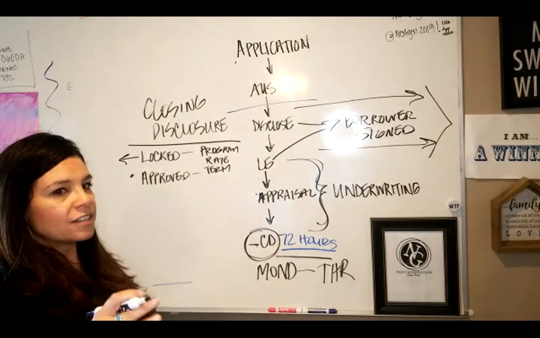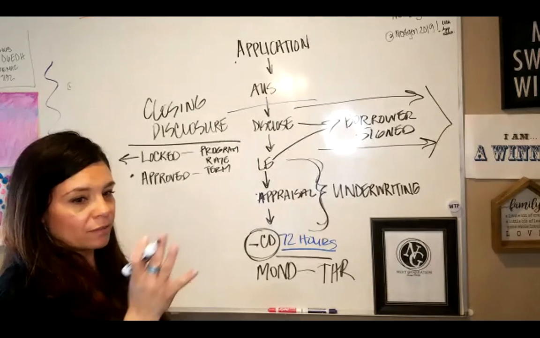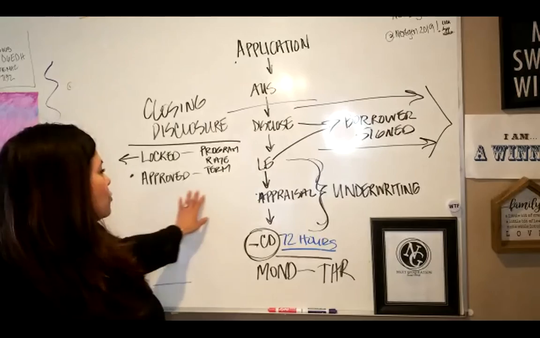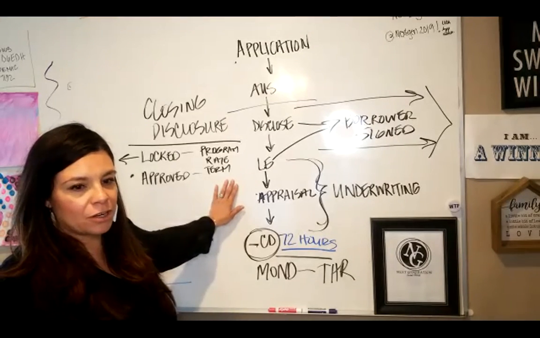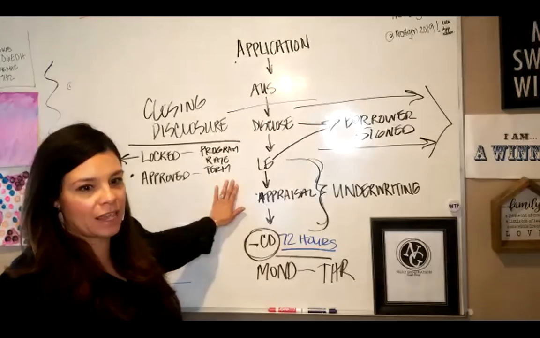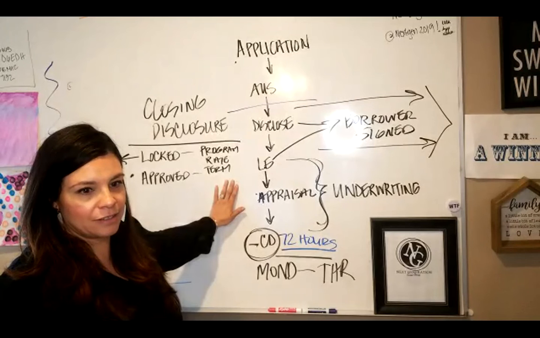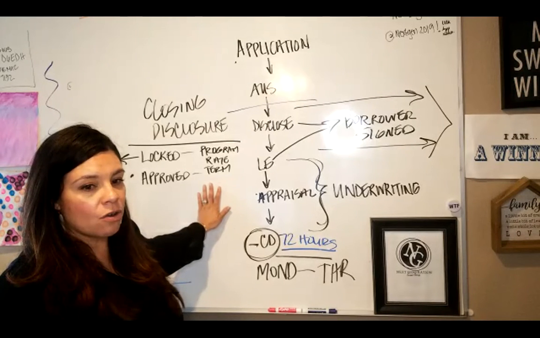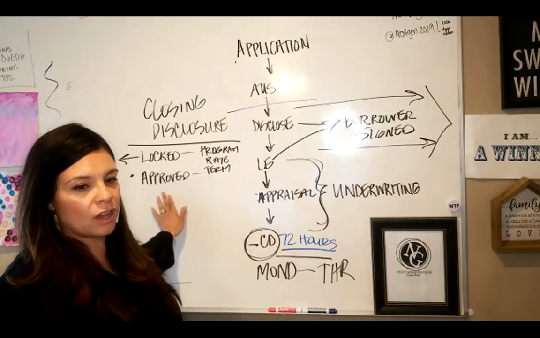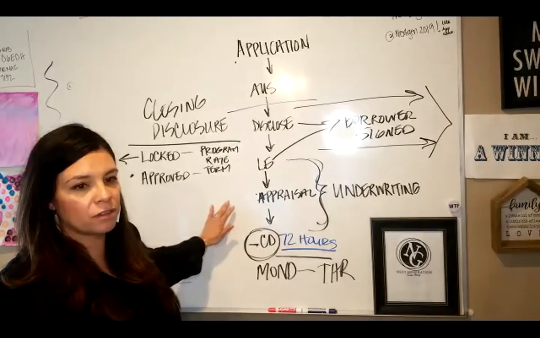This has changed a lot. When TRID first came out, some lenders wouldn't issue a closing disclosure until the file was clear to close. It was such a pain. Now you can issue what's called an early CD as long as you have these bullet points completed, even if the loan isn't clear to close.